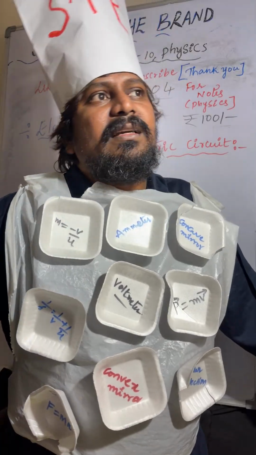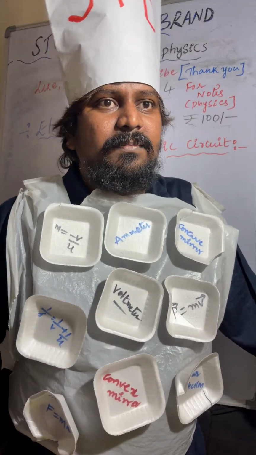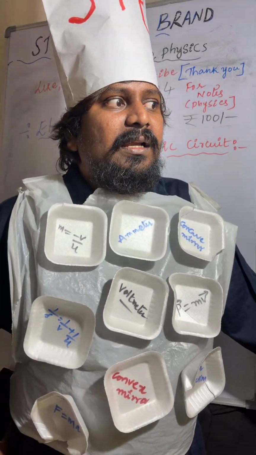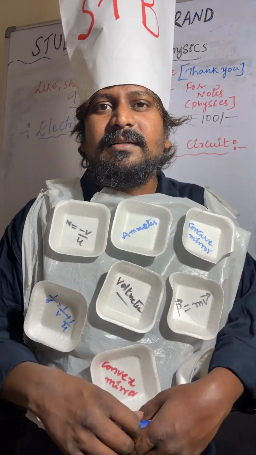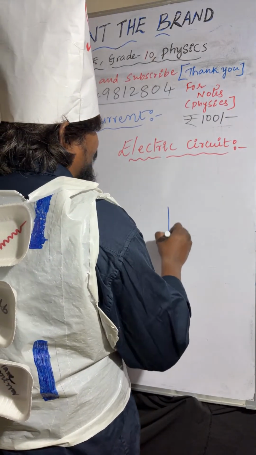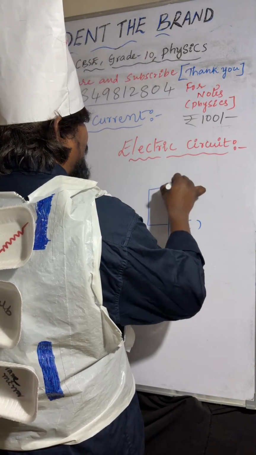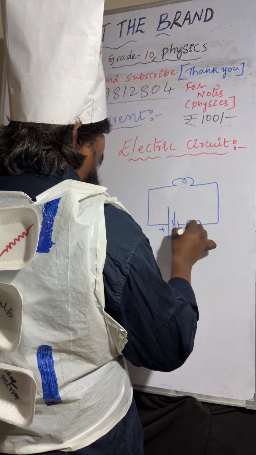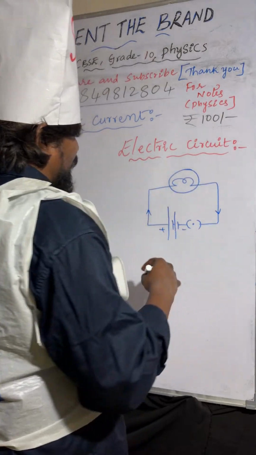How to draw an electric circuit? We know the bulb symbol, the switch and the battery, and you know how to connect all those things. Shall we draw the electric circuit? So I am drawing the battery, and the switch, and now this is the bulb symbol. I'm connecting all those things.